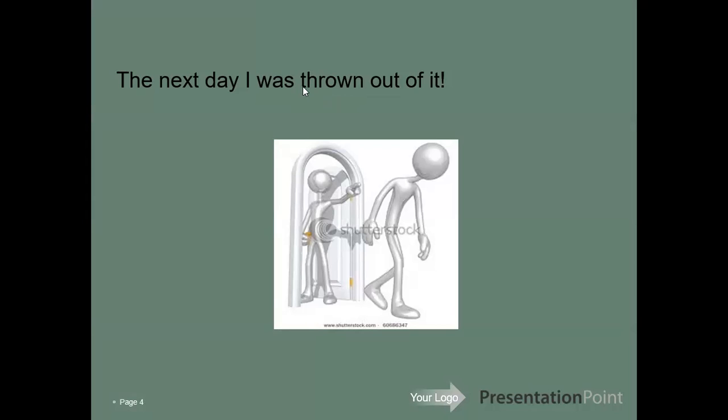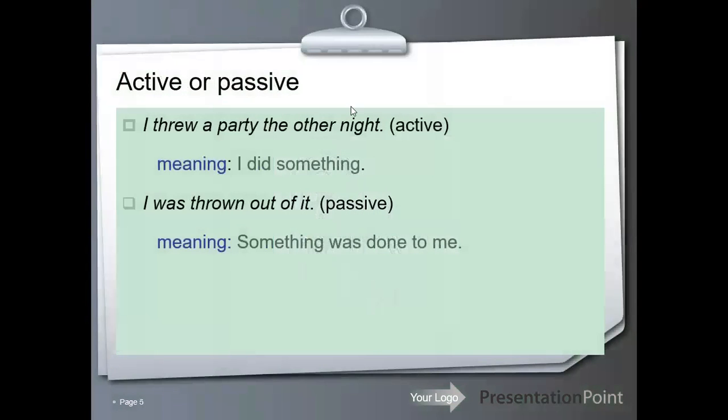Well, actually, over here we have passive, right? I was thrown out. But well, I won't stay there because I have some other examples here. I threw a party the other night. That's active, right? Meaning I did something. I threw a party. I did something the other night. I was thrown out of it. Means something was done to me. I was thrown. I threw, I was thrown.